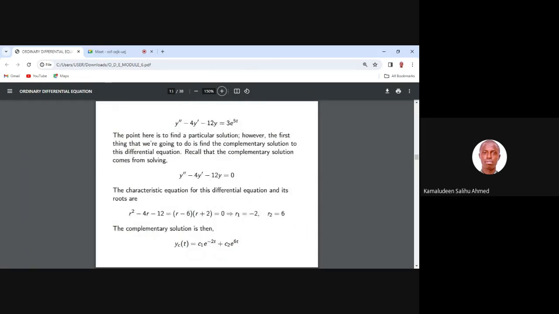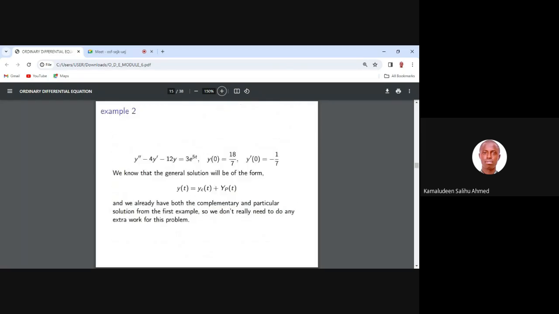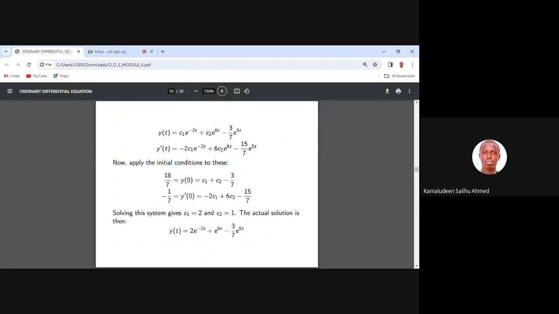While for the complementary solution we have c1 exponential minus 2t plus c2 exponential 6t. So we've established the two relationships already, which means solving this will be very easy for us. Now look at it here. Our y of t is the complementary part plus the particular part, which is the particular solution, minus 3 over 7 exponential 5t.